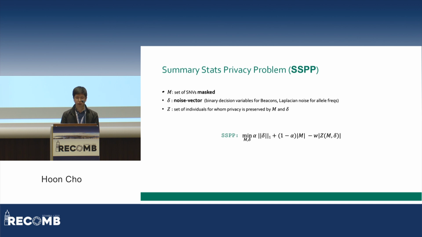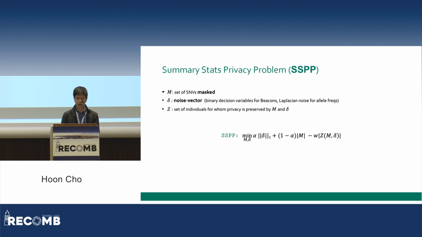And this is the objective function being optimized, which has 3 terms. The one with delta captures utility loss due to the addition of noise. The second one with M captures the utility loss due to masking of data. And then the third one with Z is the privacy loss term, which is set to be the negative of the number of individuals that are protected. And again, this is a function of M and delta, which controls the behavior of the mechanism. And the idea is to jointly optimize these 3 terms with respect to M and delta.